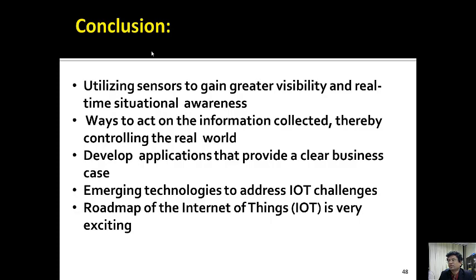A number of companies or new startups can be initiated by developing the right applications. We also covered emerging technologies to address some of the IoT challenges that we have discussed. The roadmap of Internet of Things is very exciting, so there are new innovations possible. We will look at some of these concepts in detail in the following lecture.